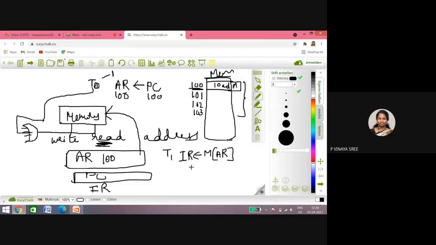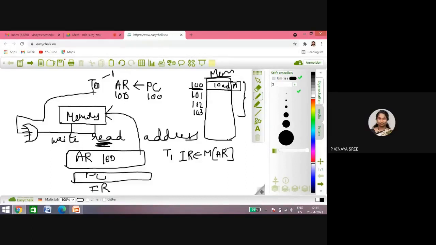Okay, next step is what? Can anyone after this please answer? What will be the next step? After that, whatever we have in an instruction, we need to do what?